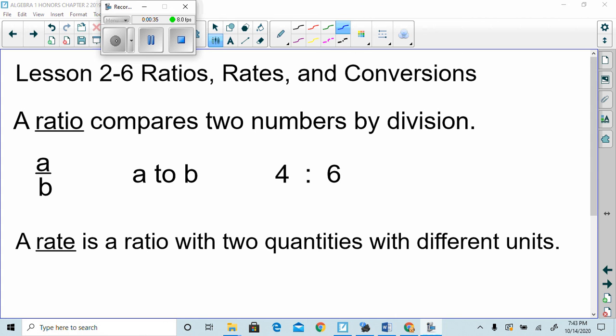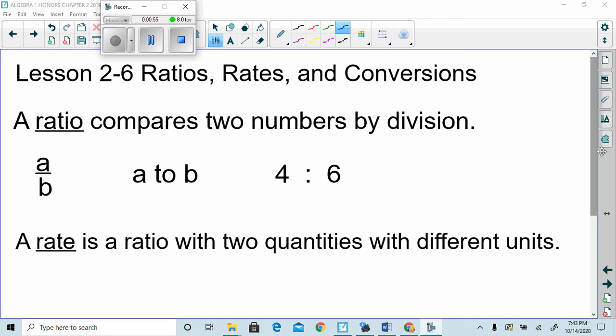A ratio compares two numbers by division. Ratios can be written in different forms. It could be written A to B, as in the fraction form, with the word to, A to B, and we can write it with a colon.